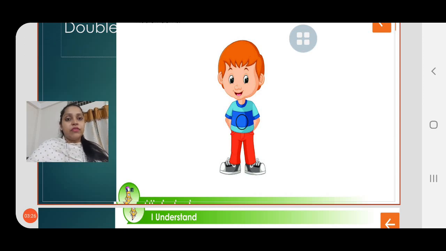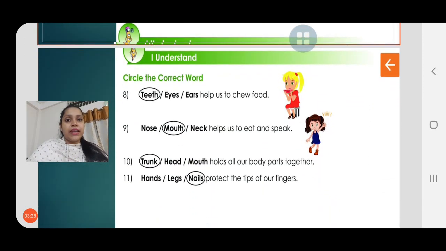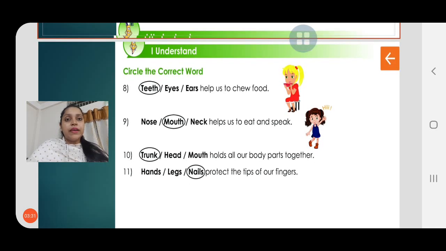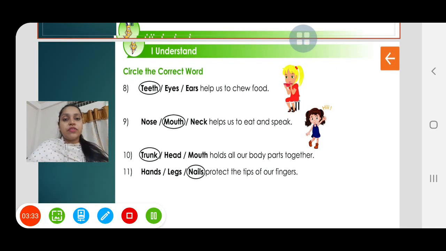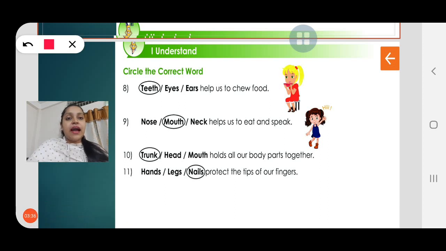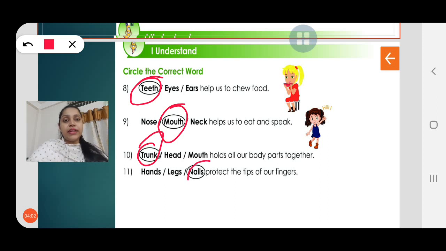Okay, children? So next we come to question number 8. It's given, circle the correct word. Teeth, eyes, ears help us to chew food. So you'll have to circle teeth. Number 9, nose, mouth, neck help us to eat and speak. Which part of the body helps us to eat and speak? It's mouth. Then number 10, trunk, head, mouth holds all our body parts together. It will be trunk. Then number 11, hands, legs, nails protect the tips of our fingers. The correct answer will be nails.